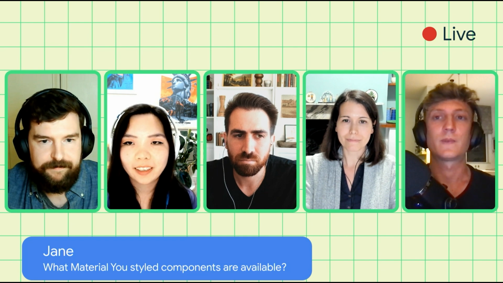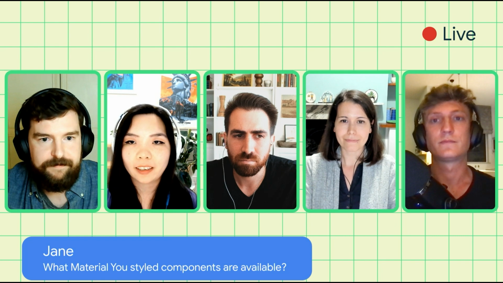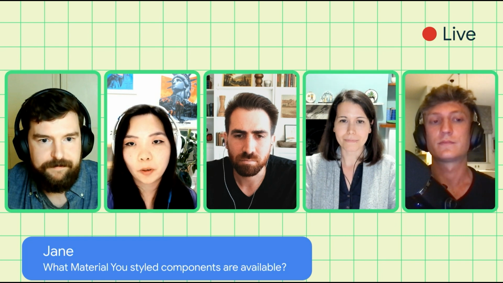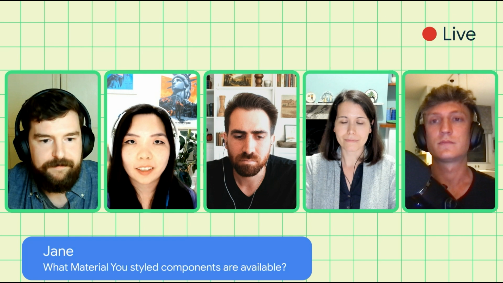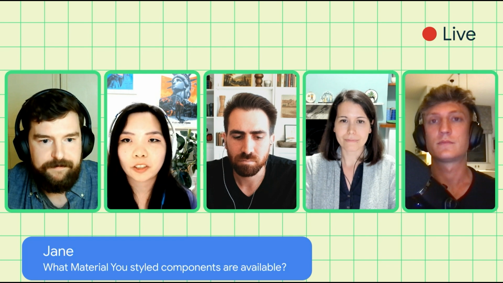So what Material You styled components are currently available? That's a great question. I'll start by saying that we introduced new updated baseline light and dark color schemes, as well as typography. Of that, we've updated a bunch of new components. Some highlights are, as I mentioned before, top bar, which shows off that nice tonal surface elevation.